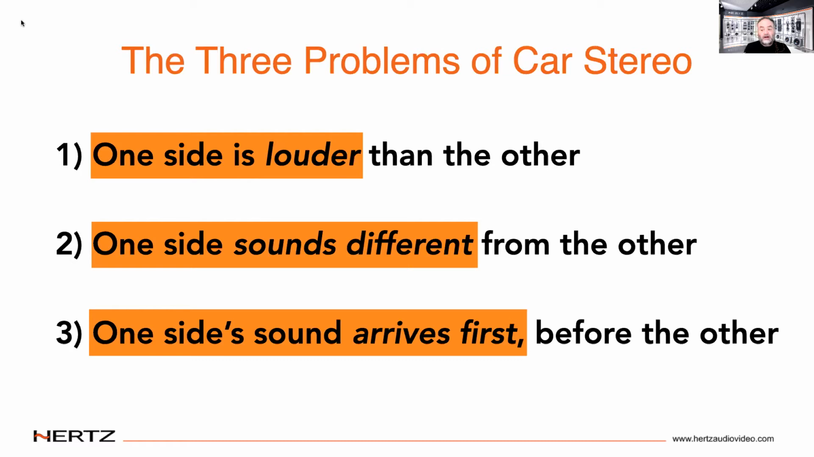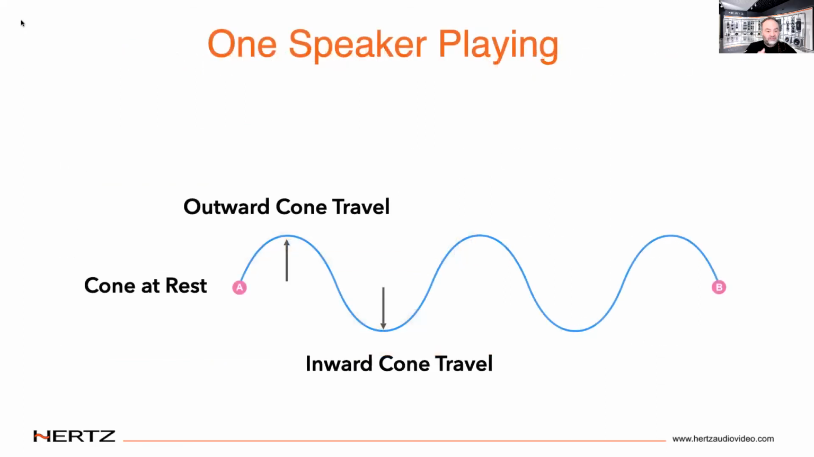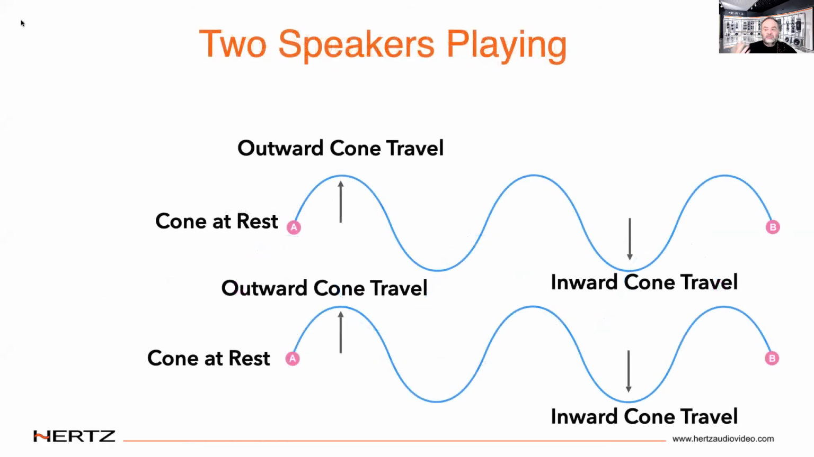So the third problem is the toughest problem. And let's go back to the idea of one speaker playing a tone. And you can see the cone moving up and down. We've used this image before. Now let's add a second speaker that's playing the same signal. We would assume that that should get louder, right? We went from one speaker to two speakers. It ought to get louder.